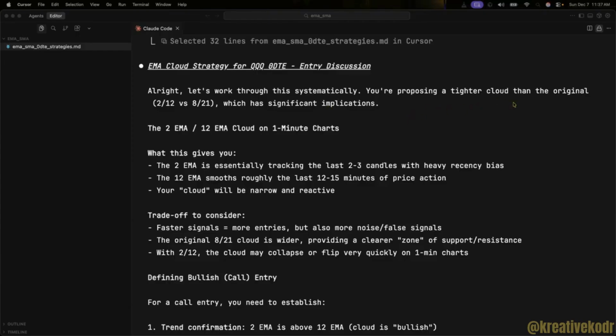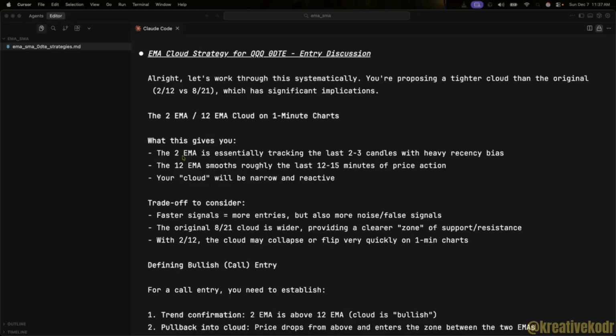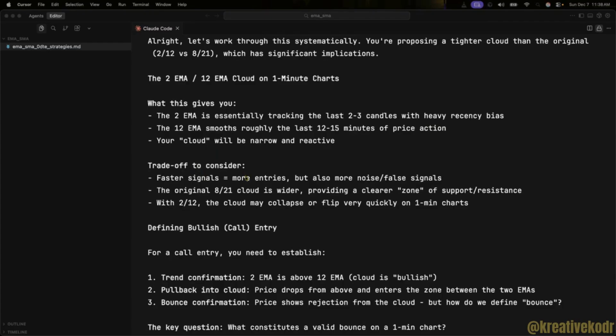You're proposing a tight cloud around the original: 2-12 versus the 8-21. This has significant implications. The 2-12 cloud on 1 minute charts: the 2 EMA is essentially tracking the last 2 to 3 candles, with heavy recency bias. The 12 EMA smooths out the last 12 to 15 minutes of price action, and your cloud will be narrow and reactive, right? The trade-off: faster signals, more entries, but also noise.